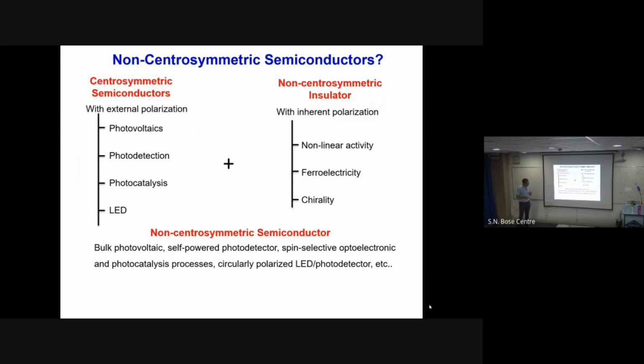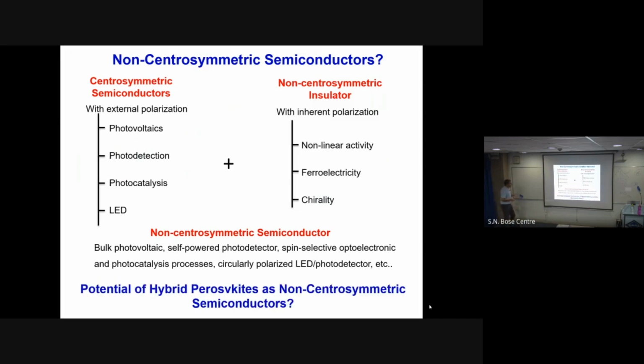You can have an LED that can emit only circularly polarized light, or a detector that can selectively absorb circularly polarized light. All this looks very fancy at this point. Perhaps there are different materials that have shown this kind of properties are possible, but their performance is still extremely poor compared to the requirement for real-life applications. So I see that there is a scope of developing this kind of new material, and again, we go to hybrid perovskite to meet the requirement of a non-centrosymmetric semiconductor.